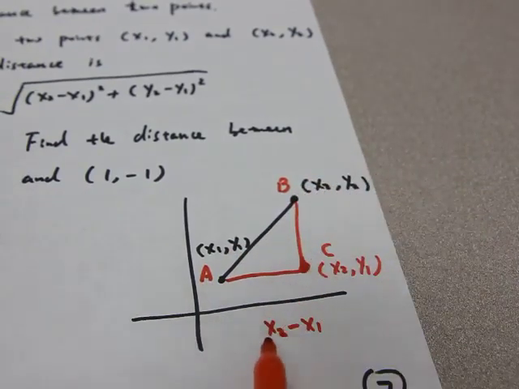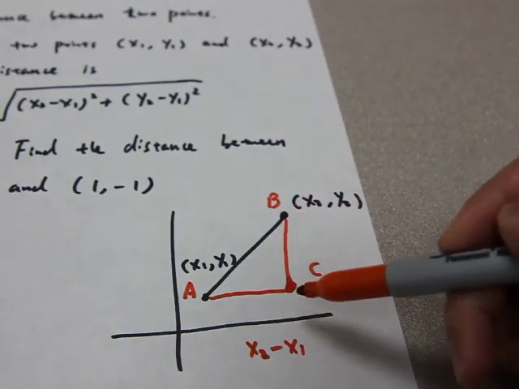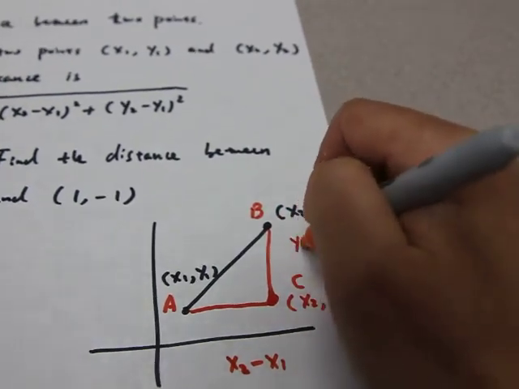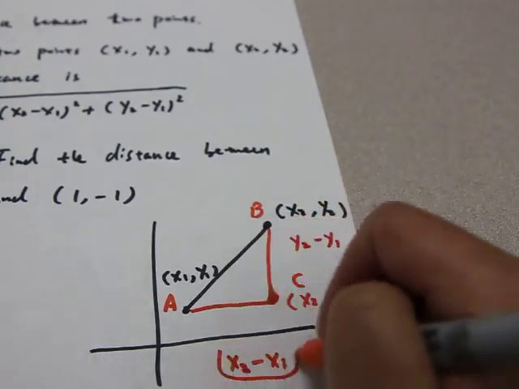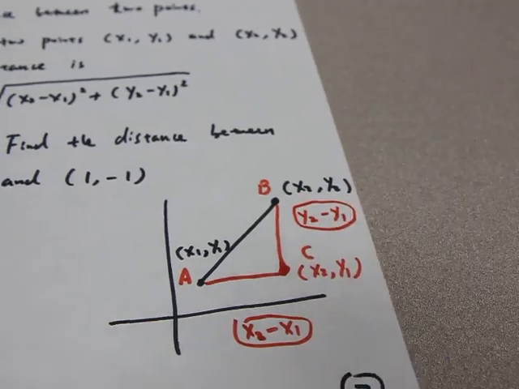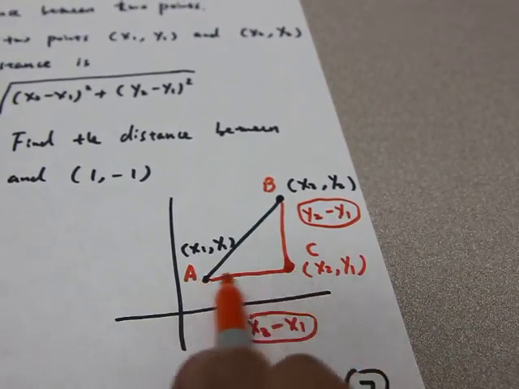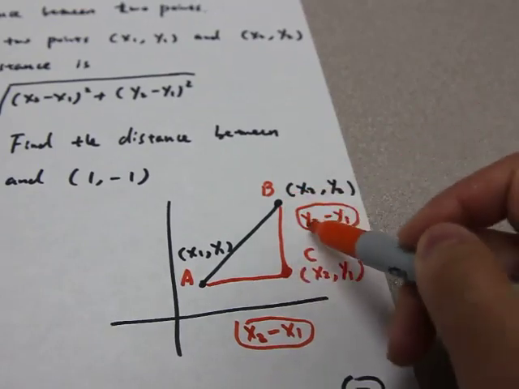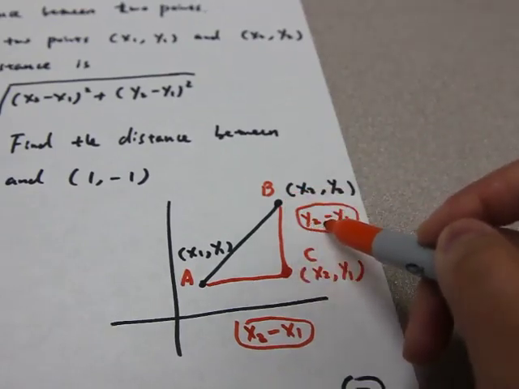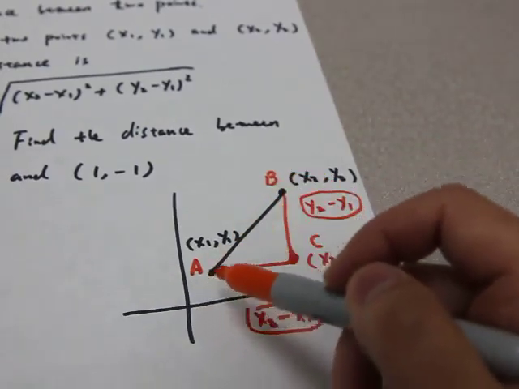So the distance is x2 minus x1, and then we can find the distance between point B and point C, and that distance is y2 minus y1. So that means in this right triangle, the base is x2 minus x1, and the height is y2 minus y1. And the hypotenuse is what we are looking for.